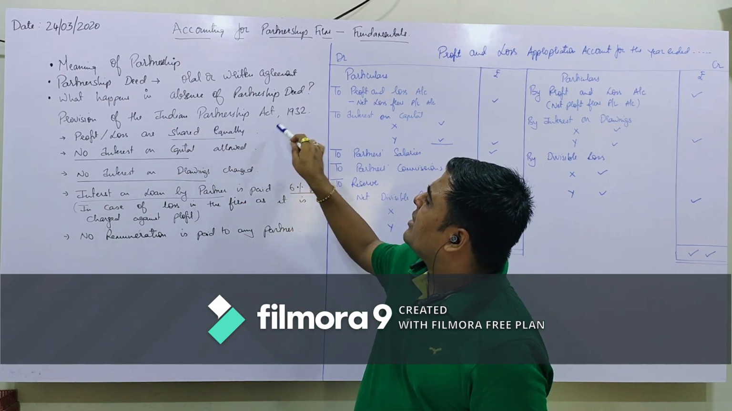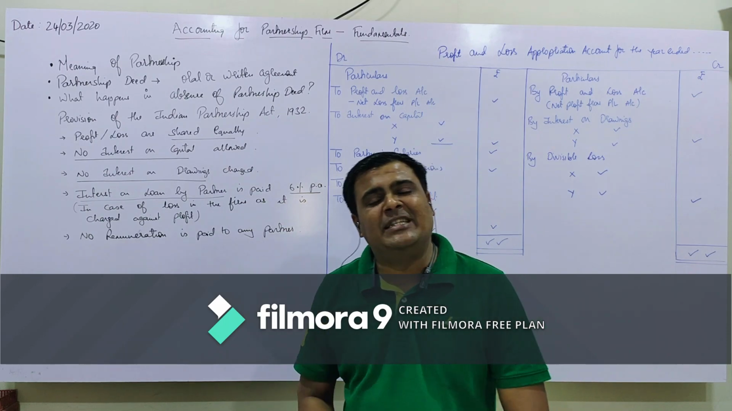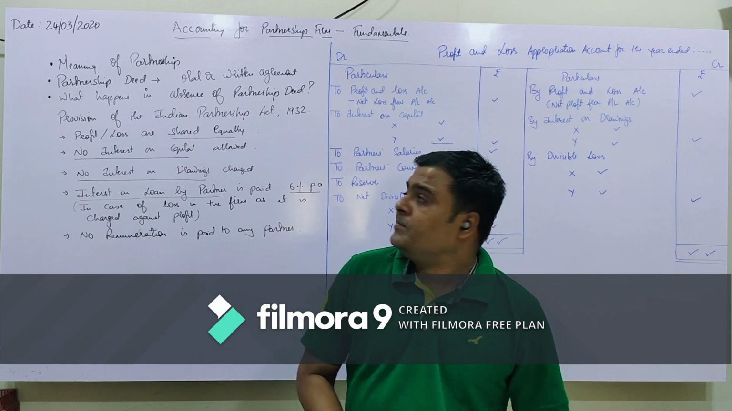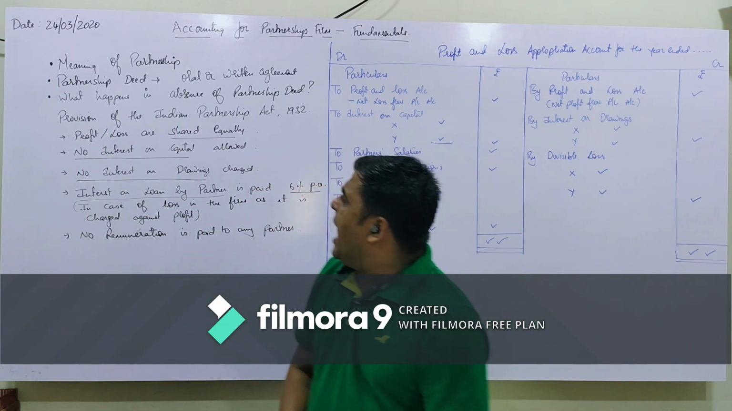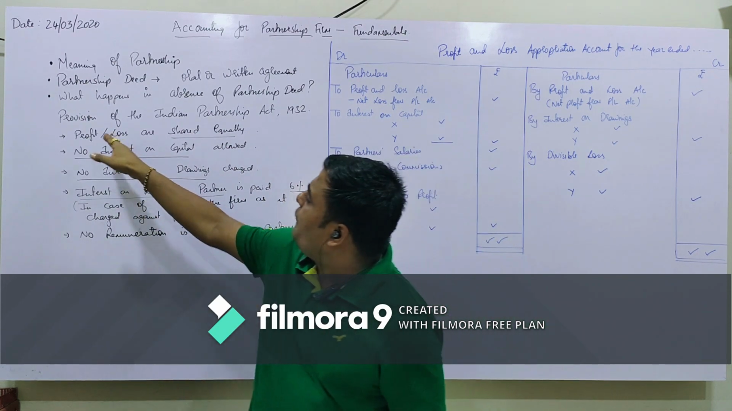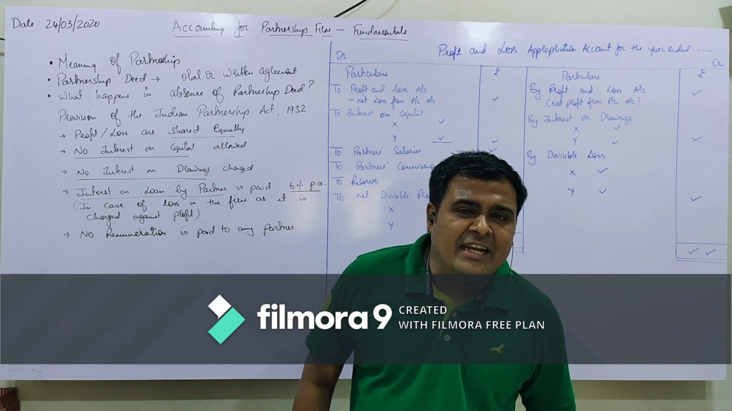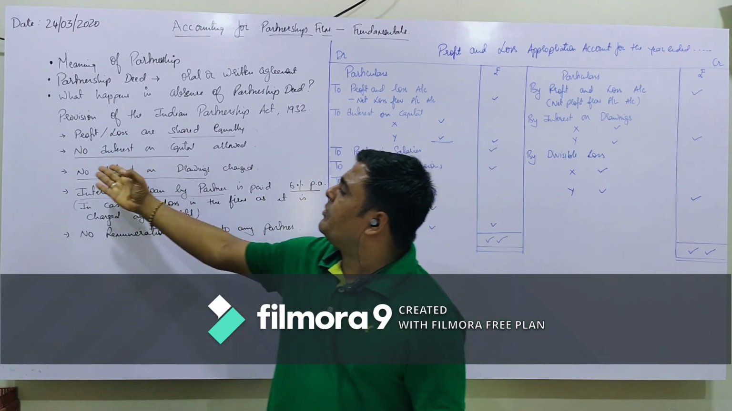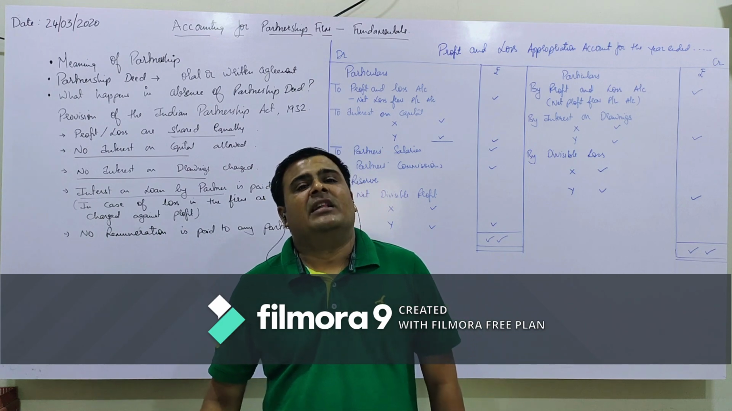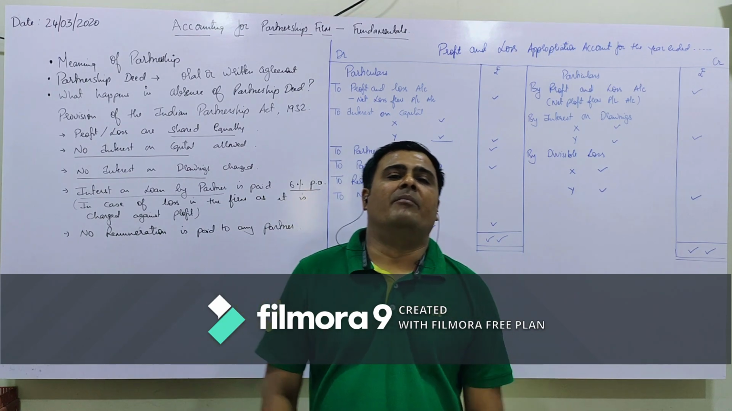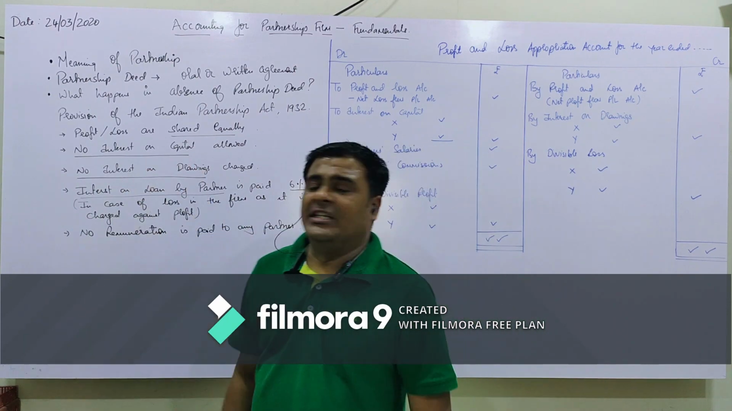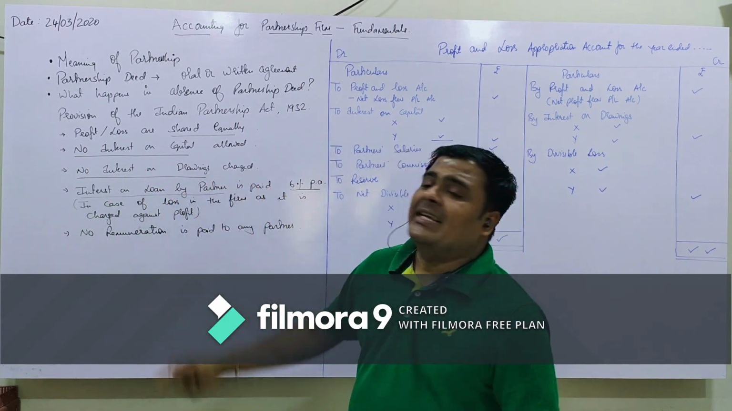The provisions of the Indian Partnership Act 1932 are basically to settle the quarrels between the partners. So the provisions say that profit and loss are to be shared equally amongst the partners. Then another provision is that no interest on capital is to be allowed. When the partner has given capital to the firm, the firm is not liable to pay any interest to the partner.